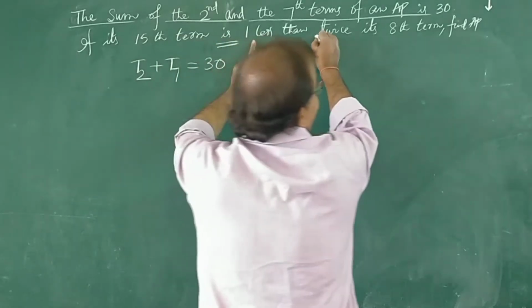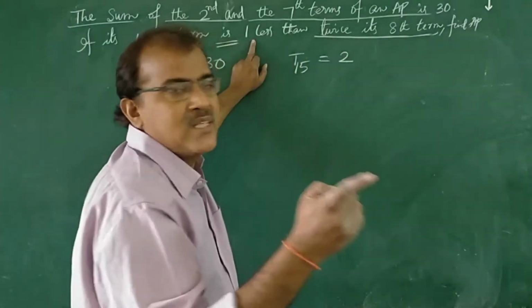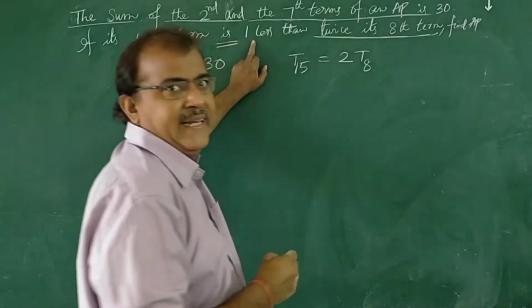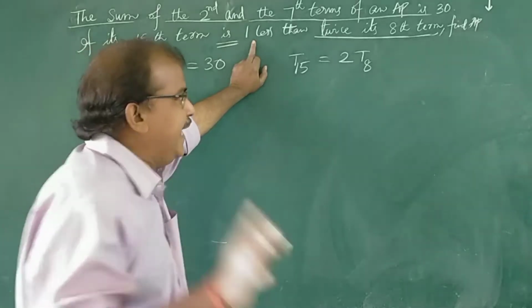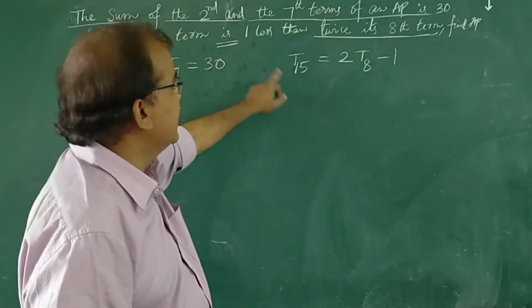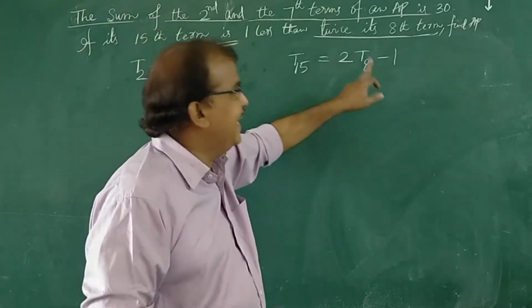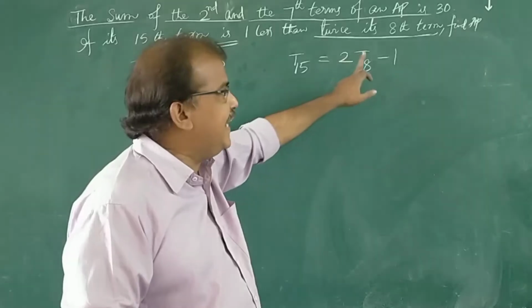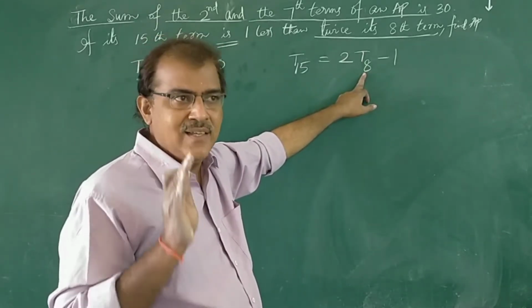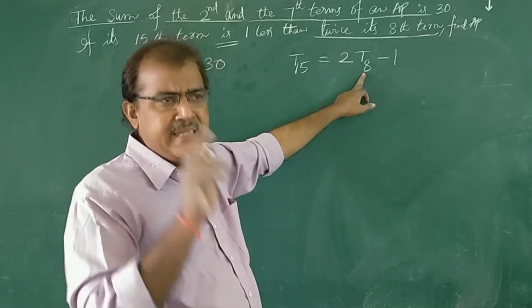Twice its eighth term is 2 times its eighth term, which is T8, sorry, not T18, T8. 1 less than, we have to write it like this. So the 15th term is equal to 1 less than twice its eighth term. Listen carefully, watch this video 1 or 2 times and read this statement 1 or 2 times, then only you can understand.